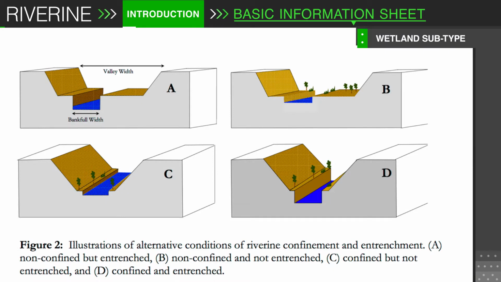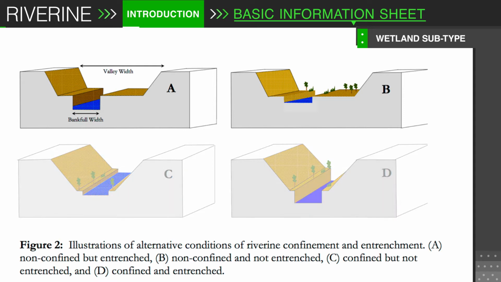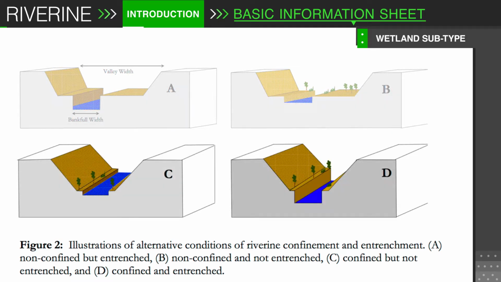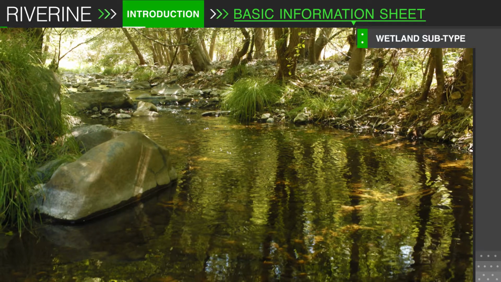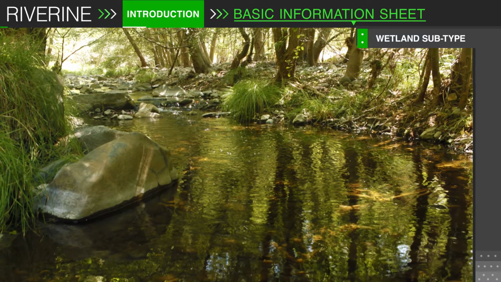Once you've established your assessment area, but prior to beginning your assessment, you must determine whether you are in a confined or non-confined system. A non-confined riverine system is when the valley width is at least twice the bankfull width, allowing for your channel to migrate. A confined riverine system is when the valley width is less than this. Here at Alameda Creek, we have an example of a non-confined riverine system.